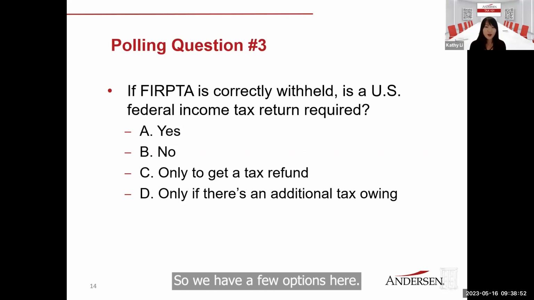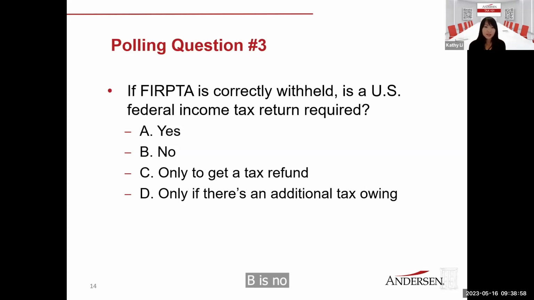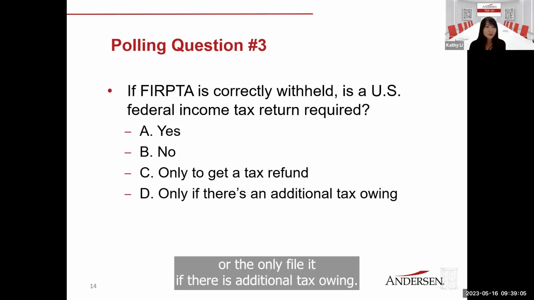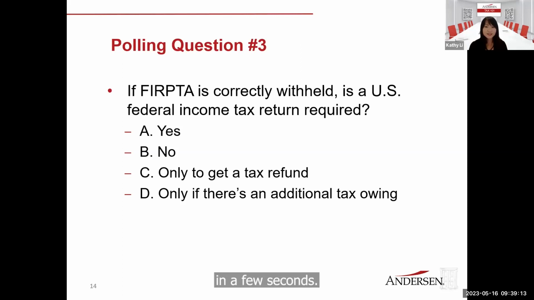So we have a few options here. Option A is that yes, the US federal tax return still needs to be filed. B is no. C, only file it to get a tax refund. Or D, only file it if there is additional tax owing. So just pick what you think is correct, and we'll look at the answer in a few seconds.